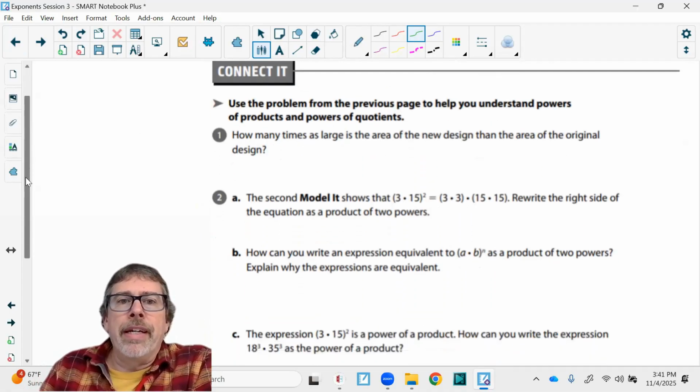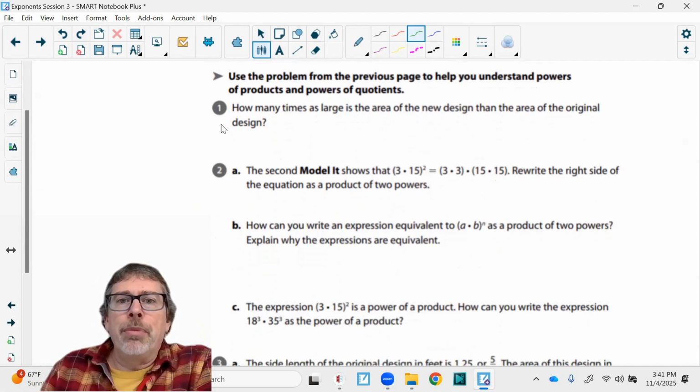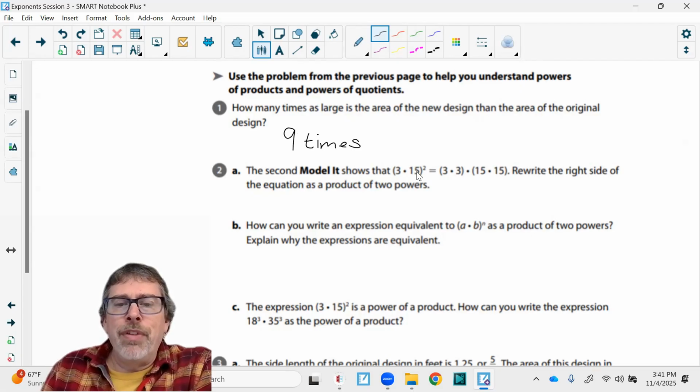So now here's the connect it. It said, use the problem from the previous page to help you understand powers of products and powers of quotients. How many times as large is the area of the new design than the area of the original design? Okay, well, I'm not going to go back. It was 9 times as large. We already answered that. The second model, it shows that 3 times 15 squared is 3 times 3 times 15 times 15.